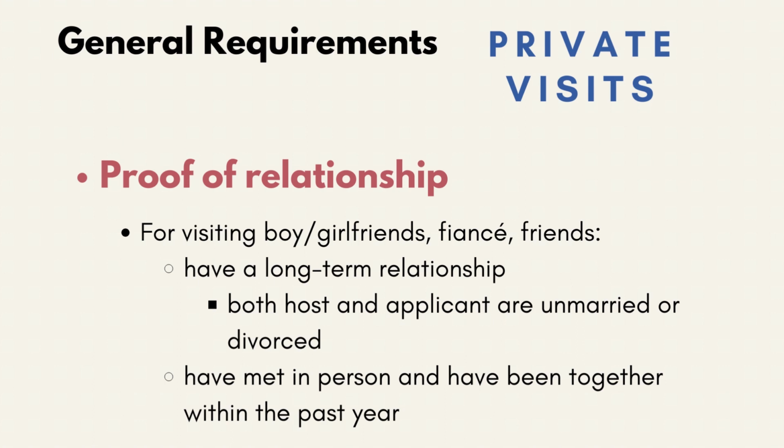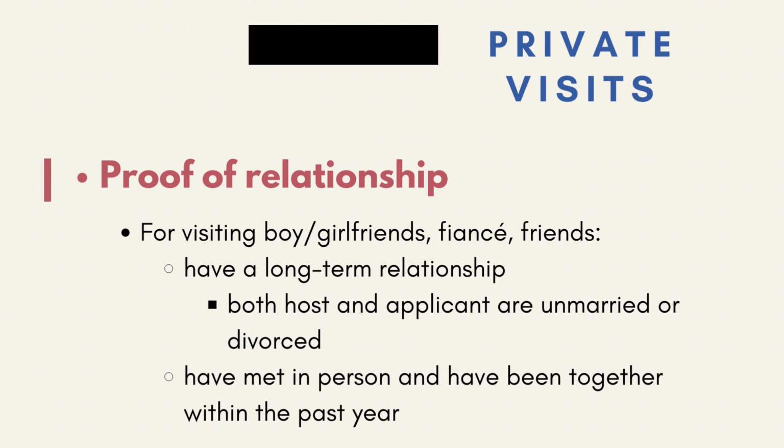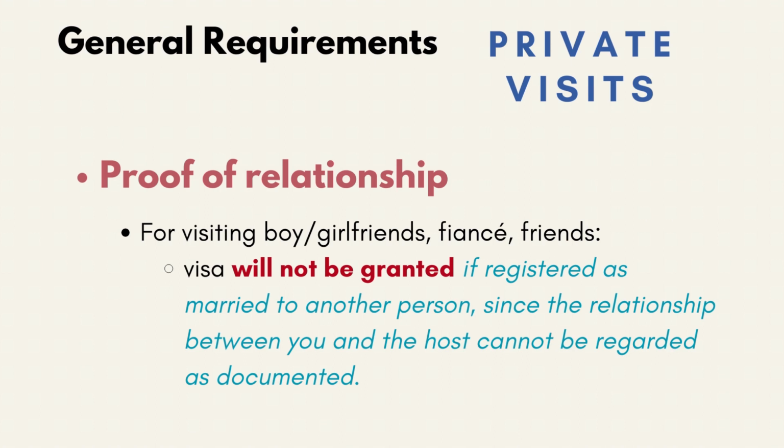So take note that Denmark is quite strict with the relationship between the inviting person and the reference person or the host. First, you must have a long-term relationship, and both the host and the applicant are either unmarried or divorced. Second, you should have met in person and have been together within the past year. If the applicant or the host is still registered as married to another person, then the visa will not be granted because Denmark will not consider the relationship as documented.